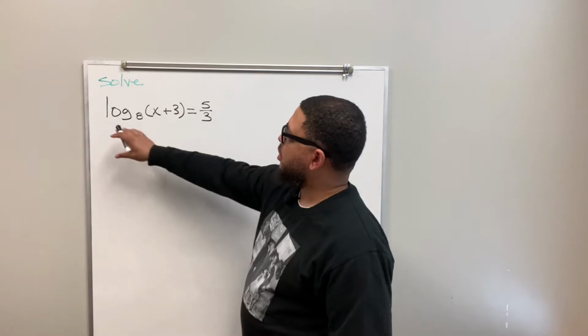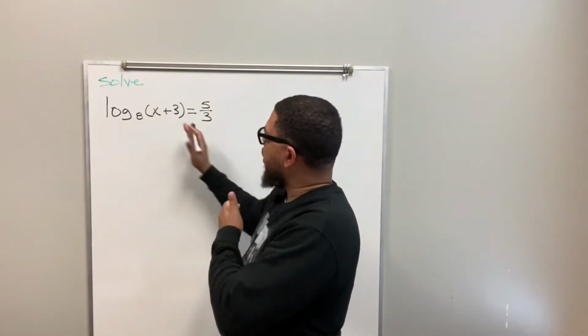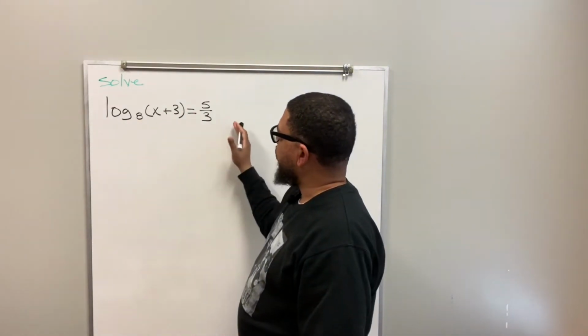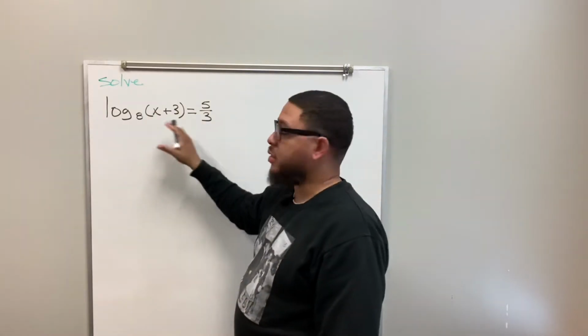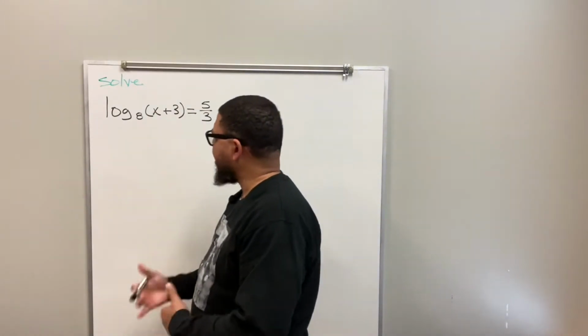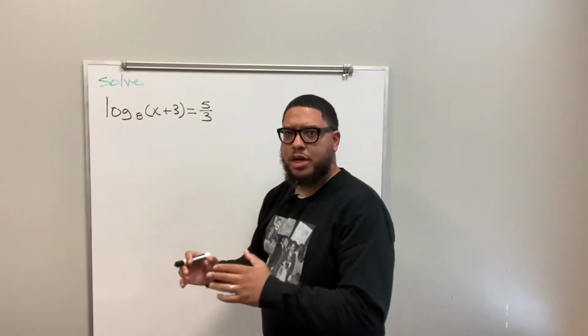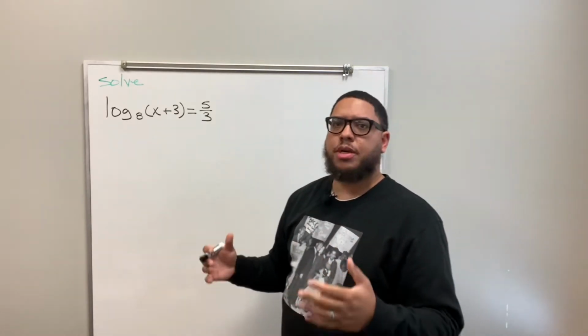All right, so this is a logarithmic equation, right? We have a left side of the equation and a right side of the equation. And we have different information on both sides of the equation. So let's first look at the different component parts of a logarithm and a logarithmic equation.